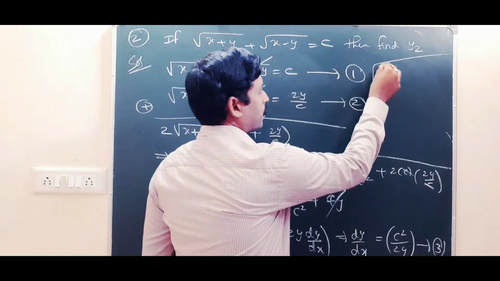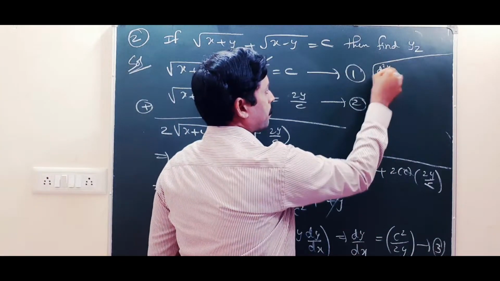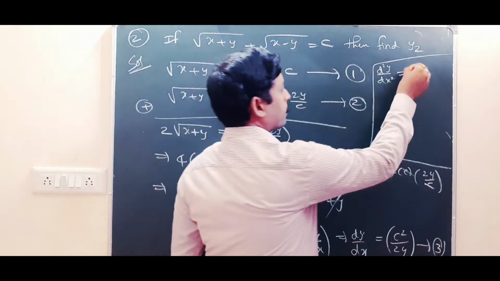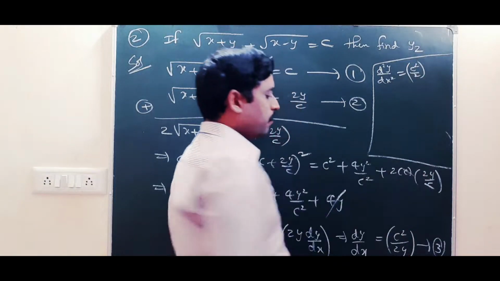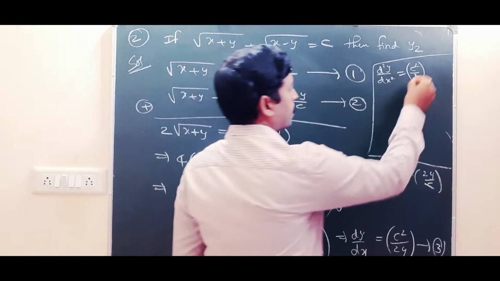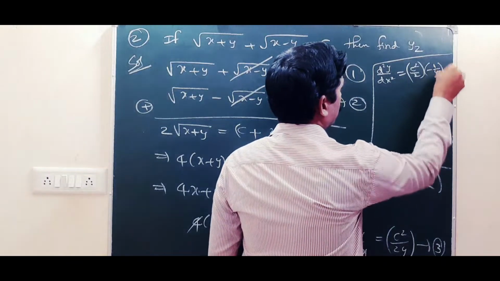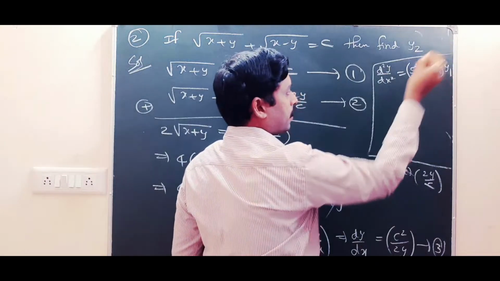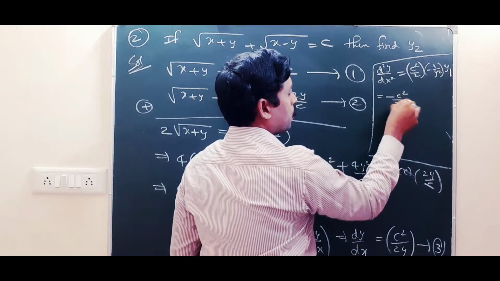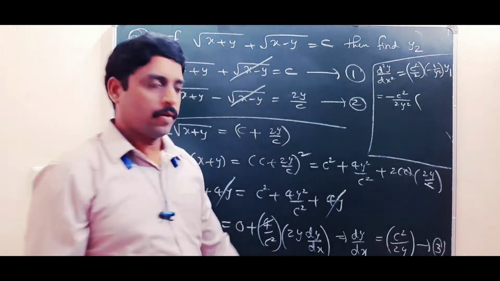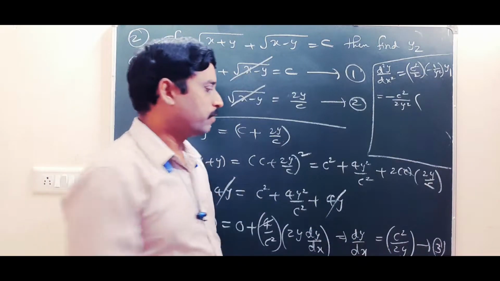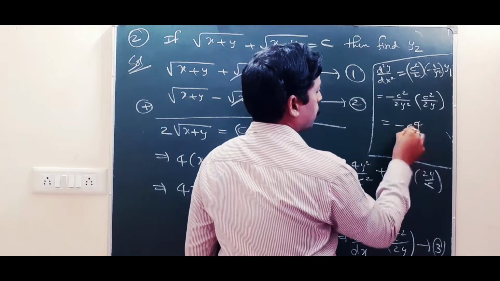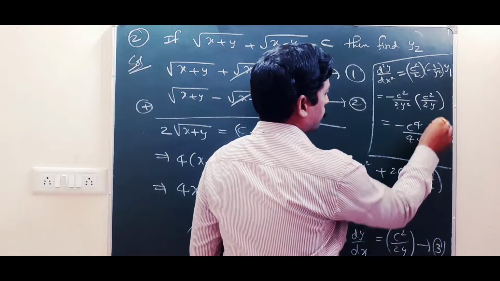So dy by dx, the differentiation of dy by dx is d square y by dx square, equal to c square by 2 constant. So differentiation of 1 by y will be minus 1 by y square into y1, okay, minus 1 by y square into dy by dx. So minus c square by 2y square into y1 value. From equation 3, y1 value is c square by 2y. So the answer is minus c to the power 4 by 4y cube. This is the answer.